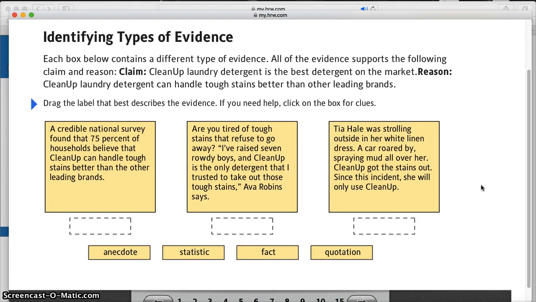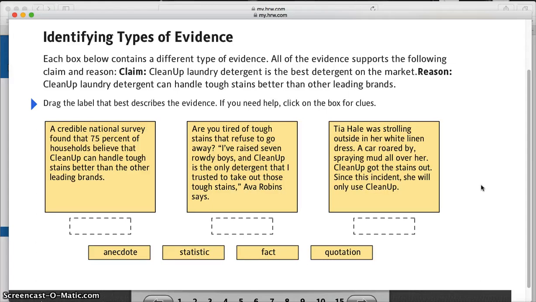Each box below contains a different type of evidence. All of the evidence supports the following claim and reason. Claim: Clean Up laundry detergent is the best detergent on the market. Reason: Clean Up laundry detergent can handle tough stains better than other leading brands. Drag the label that best describes the evidence. If you need help, click on the box for clues.